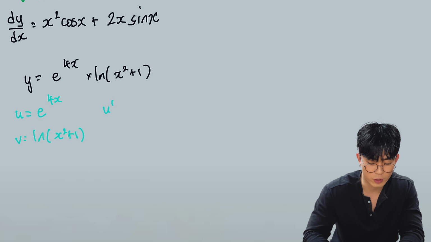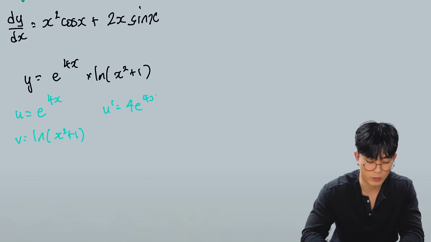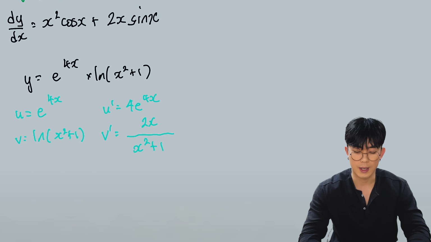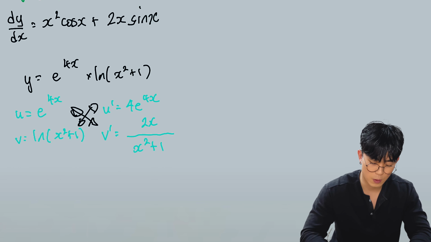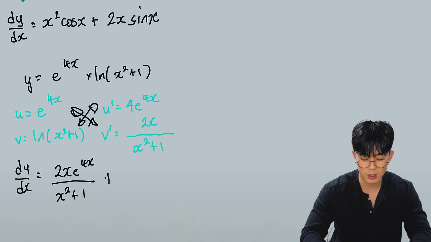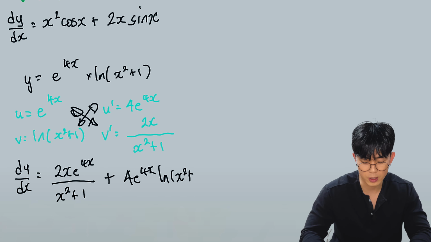And now all we need to do is differentiate each one separately. So differentiating e to the 4x is 4e to the 4x. And differentiating ln of x squared plus 1, we know when we differentiate ln terms, it's always a fraction with x squared plus 1 in the denominator, and then we differentiate that as well, so it's 2x on the numerator. And as we said, all we have to do is just cross multiply. So our dy by dx is equal to 2x e to the 4x over x squared plus 1, so that's our u times v prime, plus v times u prime, which is 4e to the 4x ln of x squared plus 1.